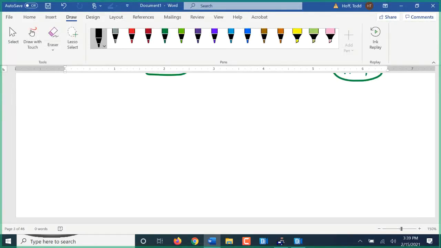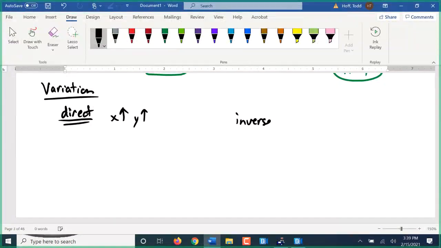The last topic we covered on Thursday, variation. Biggest thing with direct variation, if one variable gets larger, the other variable has to get larger. Inverse variation, one variable gets larger, the other one has to get smaller.